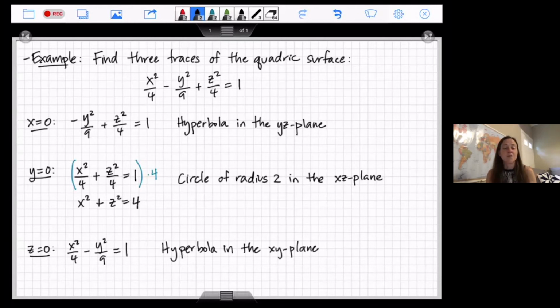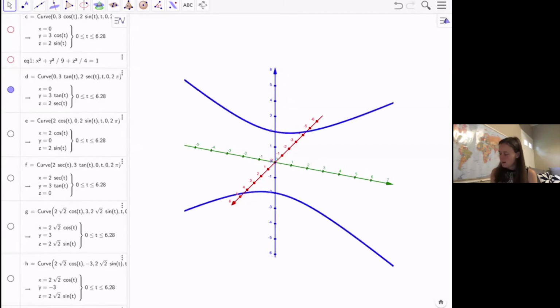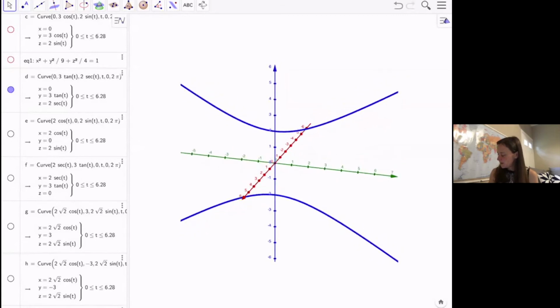Okay, so let's head over to GeoGebra and see if these three traces are sufficient for us to imagine what this surface looks like. Our first trace that we got was by plugging in x equals 0, and we found that that was a hyperbola in the YZ plane. And there it is. And just like we expected, it opens up in the Z direction. Can't really see the box, but we get the idea.